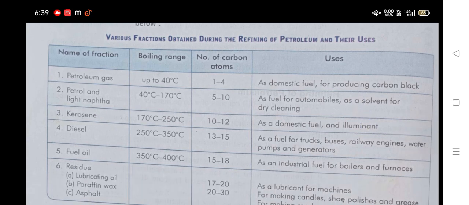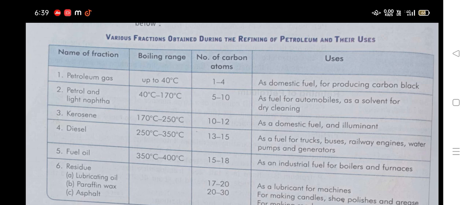Petroleum gas: boiling range up to 40 degrees Celsius, number of carbon atoms 1 to 4, used as domestic fuel and for producing carbon black. Second, petroleum ether and light naphtha: boiling range 40 degrees Celsius to 170 degrees Celsius, number of carbon atoms 5 to 10, used as fuel for automobiles and as a solvent for dry cleaning.